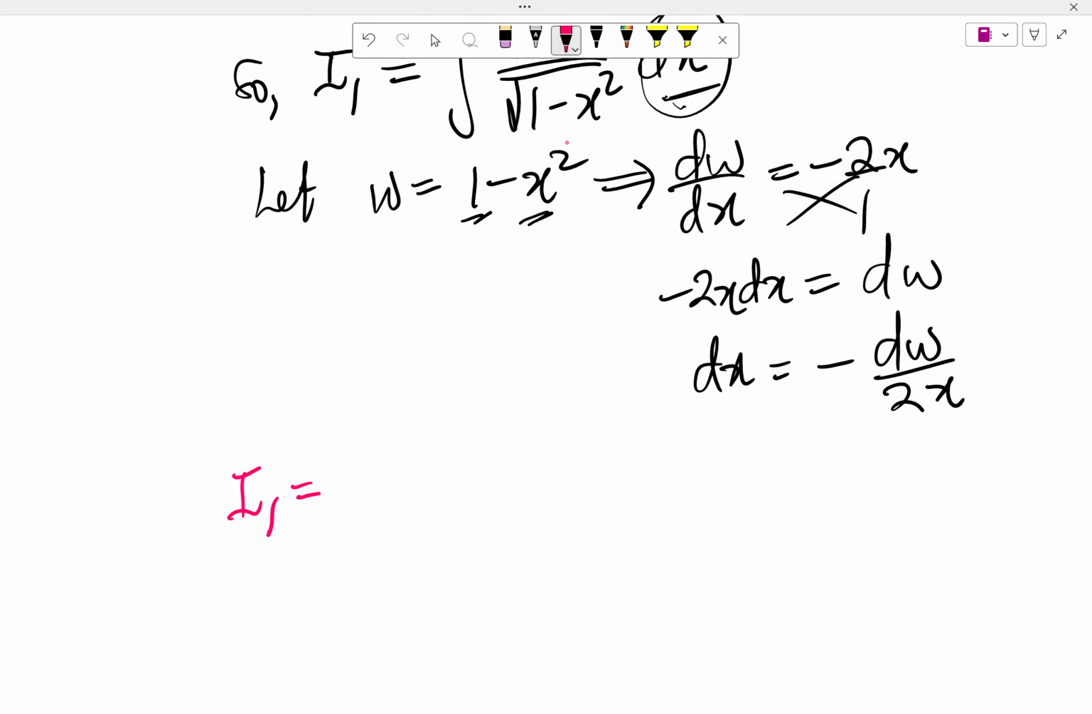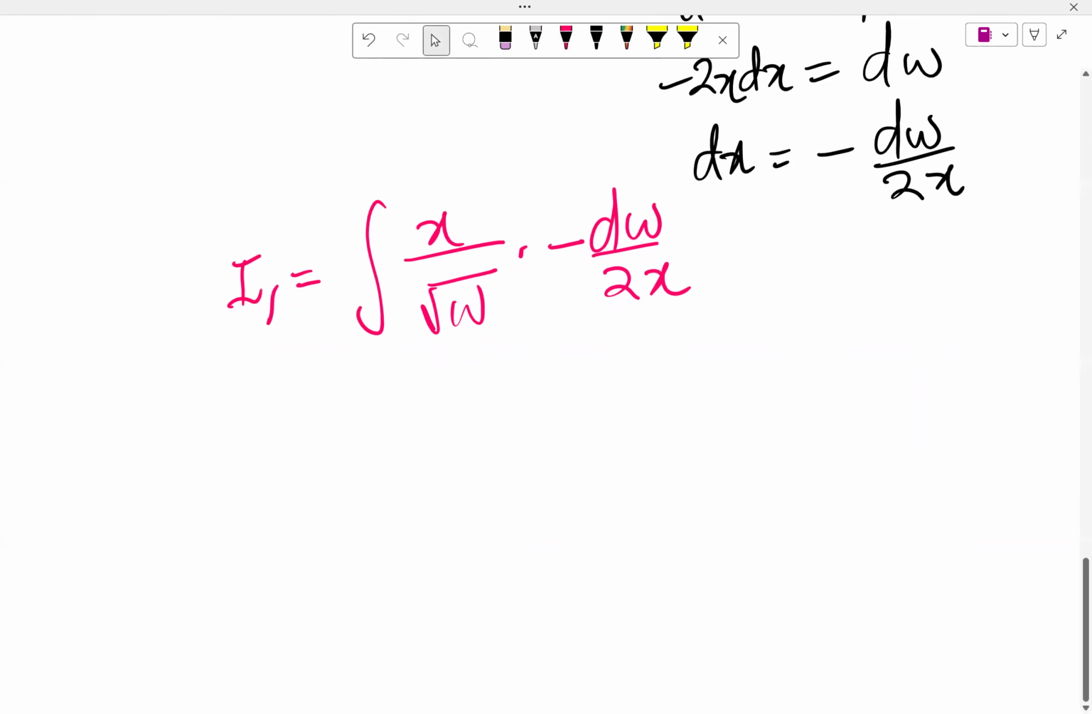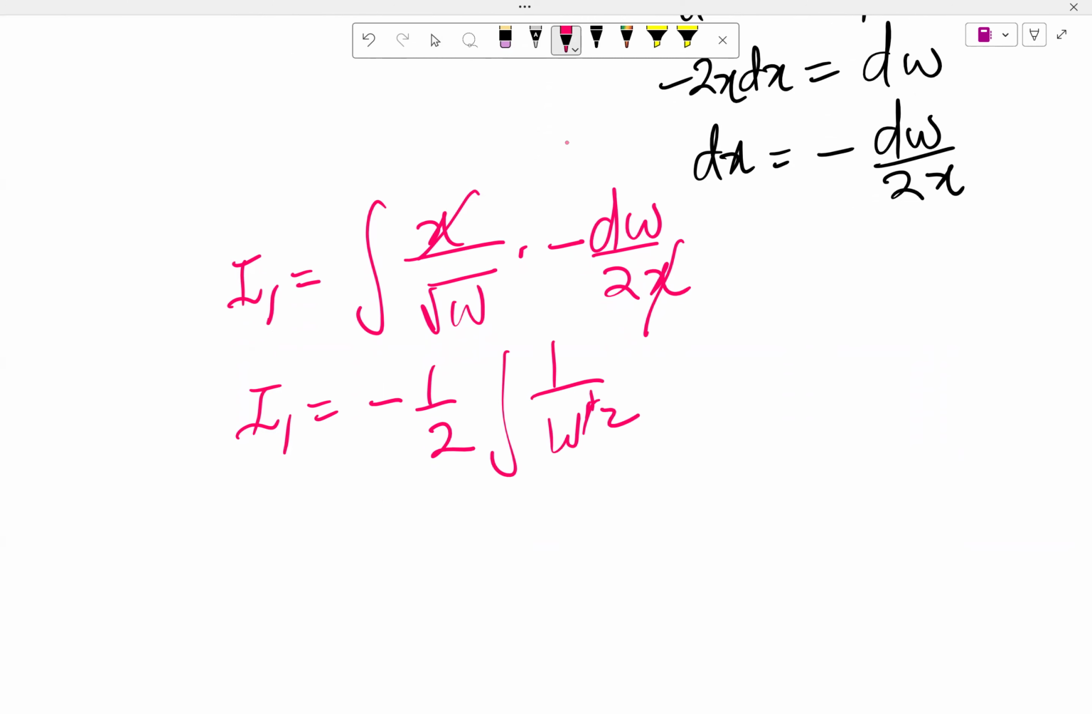So again, I1 is equal to the integral of x all over, of course, square root of 1 minus x squared. Now that's w, and dx is minus dw all over 2x. So I am very happy to cancel this out, and then you have minus 1 over 2 here. So I1 is equal to minus 1 over 2 integral of 1 over w raised to power half. Let me write that properly. Square root of w is w raised to power half, then dw. The minus is out, the 2 is out, so we have that.